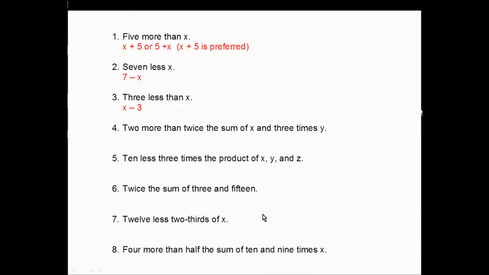Number 4 says 2 more than twice the sum of x and 3 times y. Okay, I've got 2 more than, so I've got plus 2 on the end of something. I want 2 more than twice the sum of x and 3 times y. This little phrasing says that x plus 3y is in parentheses, and twice means 2 times. So I'm going to have 2 times, and in parentheses, x plus 3y, plus 2.